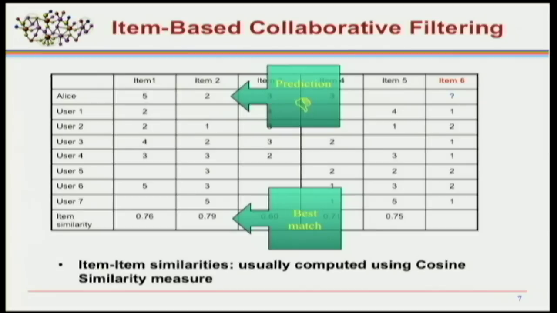Again, you can use k greater than 1, so you can use multiple items in case Alice hasn't rated the most, let's say, similar item. You can look at some additional ones.